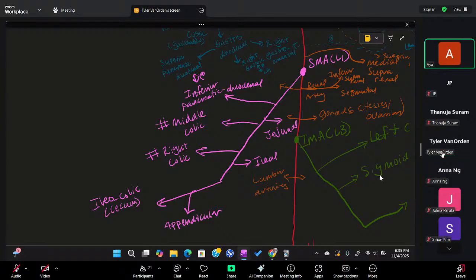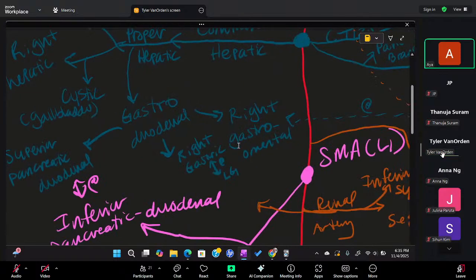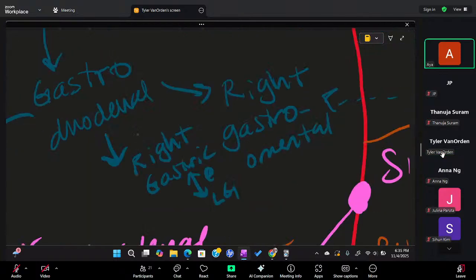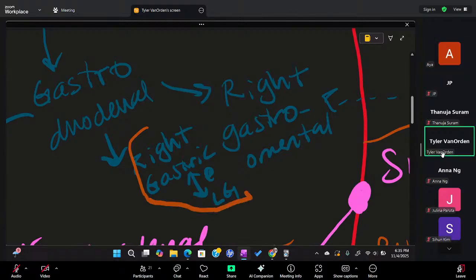For the one that you said is very variable, was that the gastroduodenal? That was the right gastric. So how would you identify that if it's very variable? Like you mean in lab, how would you identify it?